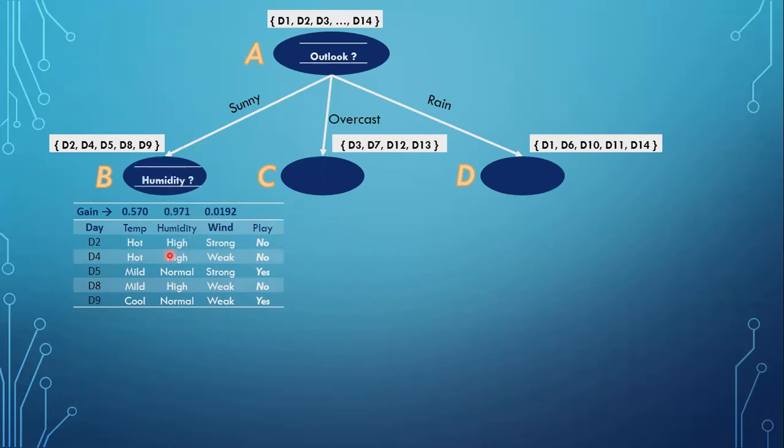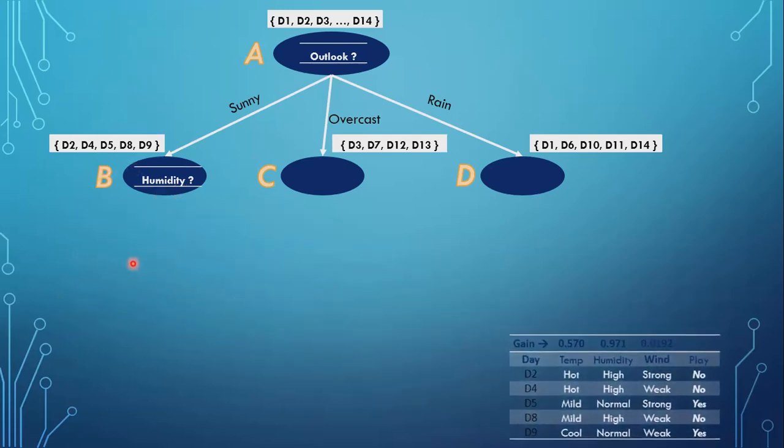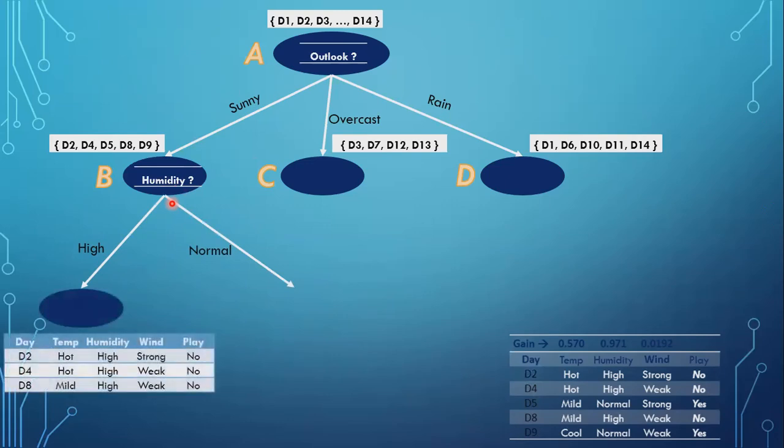So we will question about humidity. First we will move this table to here. What are the possible values of humidity? Those are high and normal. These are the 2 possible values. In case of high, if we select the records where humidity is high, we will be left with these records D2, D4, and D8. Here we see that the label belongs to only one class. So this is actually the stopping criteria, the first stopping criteria.